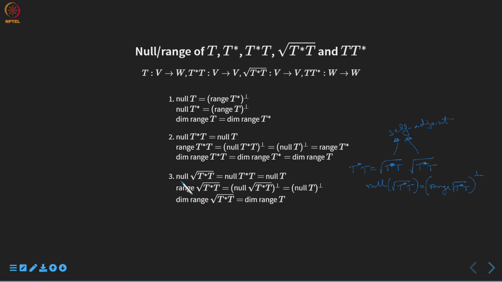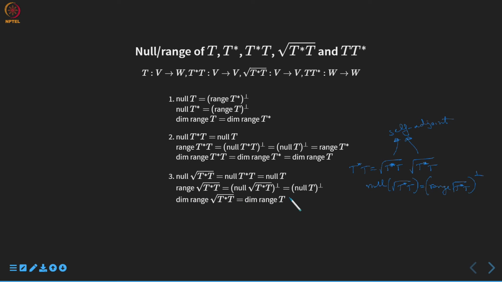Okay, so that's why null of square root of T star T, because of the self-adjoint property, is equal to null of T star T, and null of T star T is the same as null of T. Okay, so range is also the same, right. So dimension means the same in the sense, very similar description to before. So dimension of range of square root of T star T is also equal to dimension of range of T.